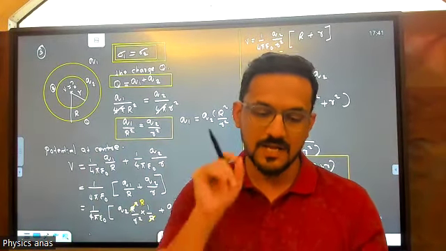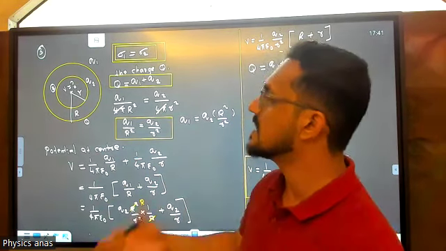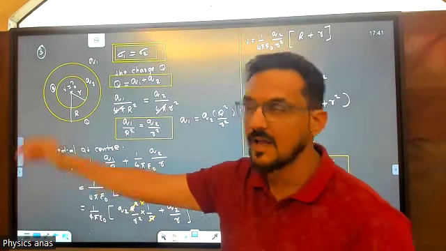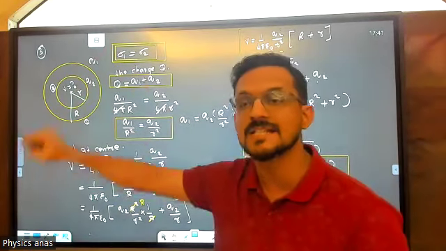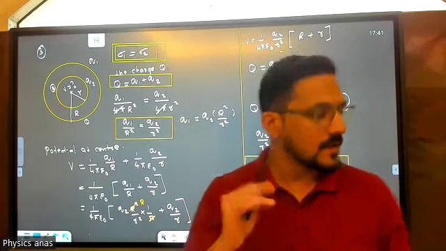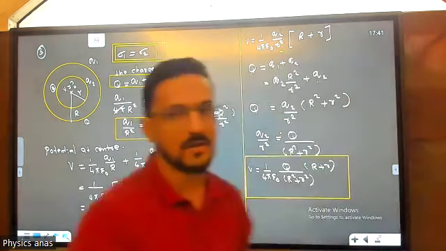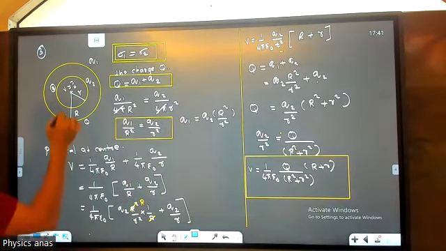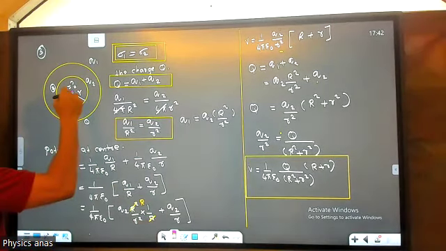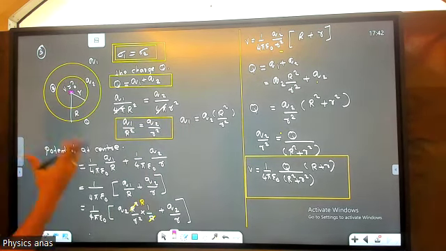Such that the surface charge densities are equal. That means the surface charge density of the first sphere and the surface charge density of the second sphere are equal. Find the potential at the common center. There is a common center. This is the common center. There will be a potential at the common center, and you can find that potential.